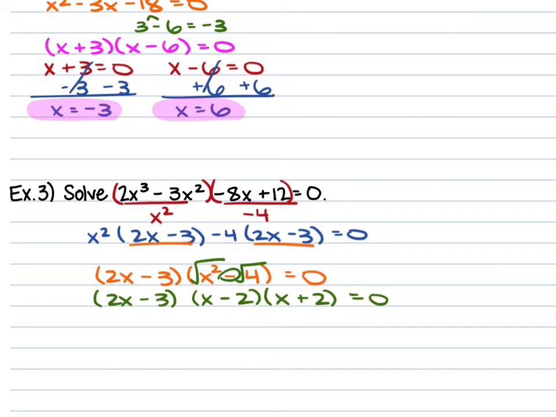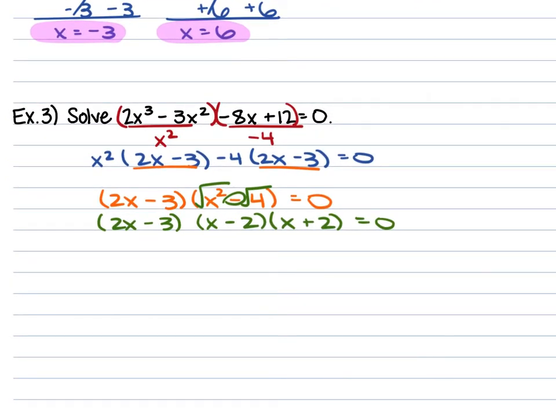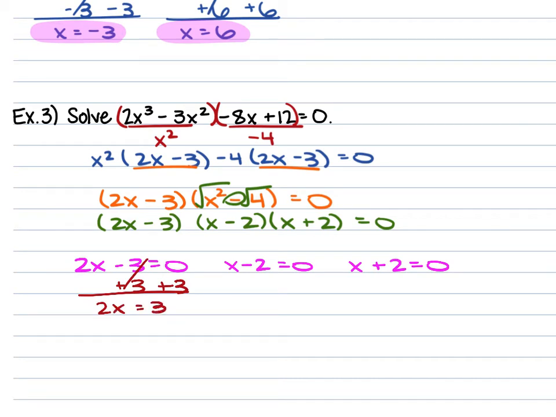Now I am completely factored, so I'm going to set each part equal to 0. So this gives us 2x minus 3 is equal to 0, x minus 2 is equal to 0, and x plus 2 is equal to 0. I'm going to solve for each of these. For the 2x minus 3 is equal to 0, add the 3 to both sides. We get 2x is equal to 3. Then divide each side by the 2 to get x is equal to 3 over 2. For the x minus 2 is equal to 0, add the 2 to both sides. We get that x is equal to positive 2.